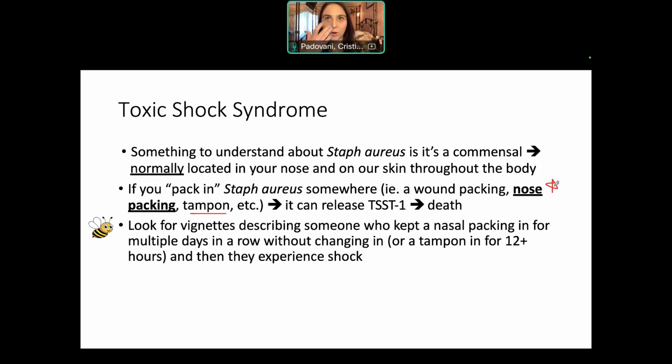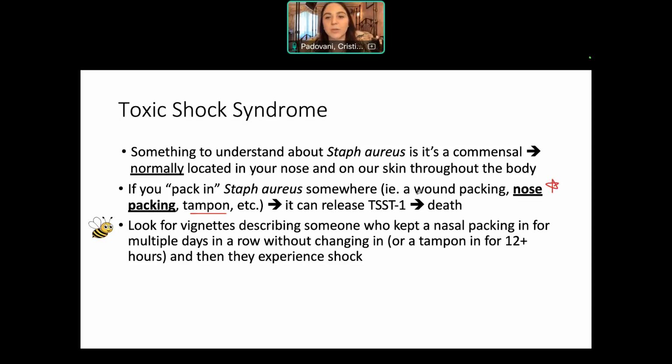So someone breaks their nose, or they have a nosebleed that won't stop, so they pack it. And then they say, oh yeah, I just kind of left it there for a few days. And now they're having this rash and a massive drop in blood pressure. They just feel really sick. They don't look good. Think about toxic shock.